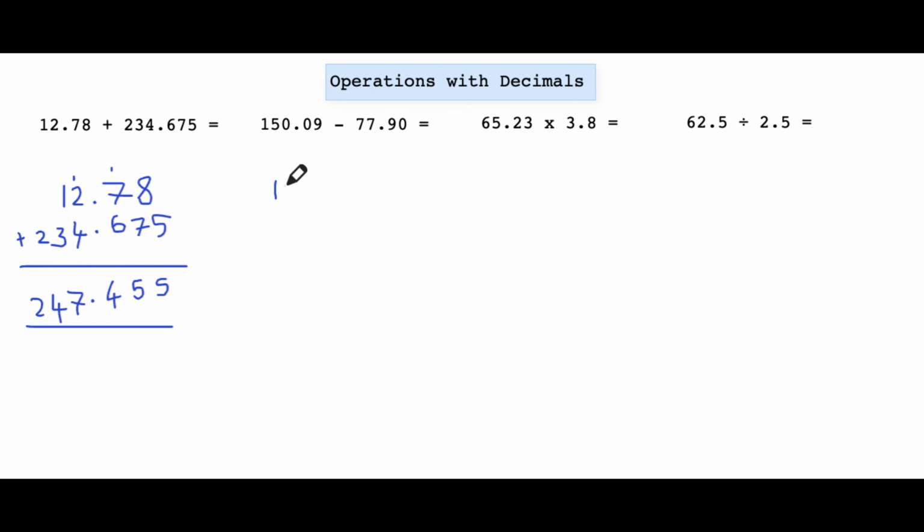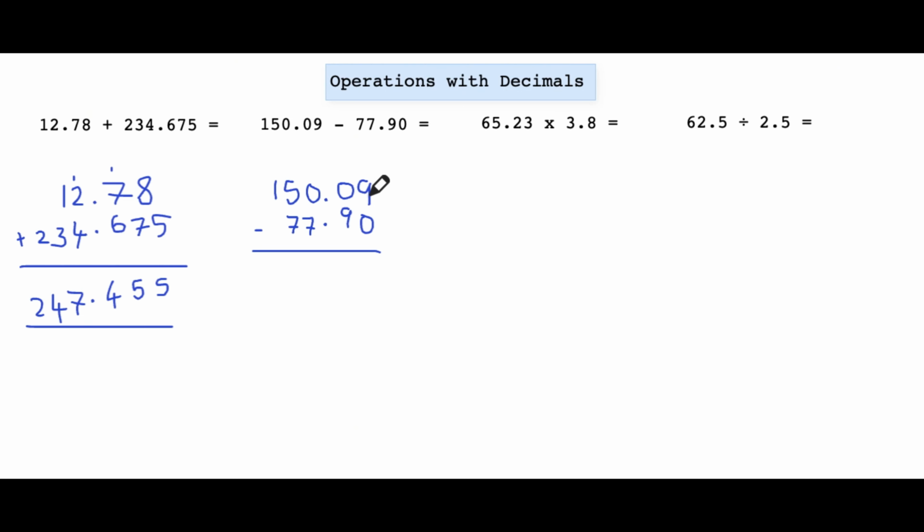You're gonna just write your number there. That's 150.09. Align your dot. I'm just gonna put my dot first. I'm gonna put 90 for that number and 77 for the other part of the digit. Put our subtraction sign and do our number normally.